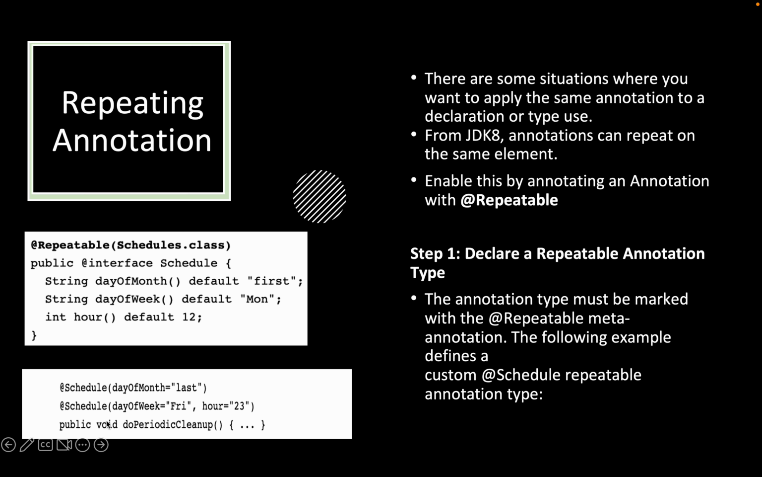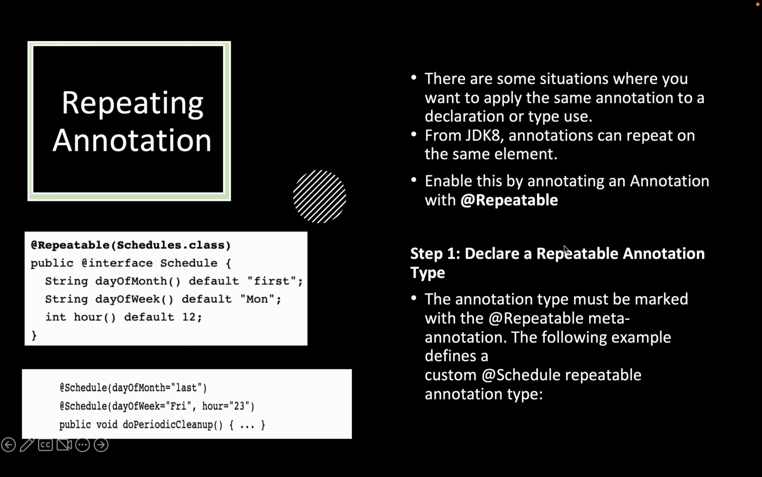As you can see on the image here, we have @Schedule applied two times on a method doPeriodicCleanup. The first annotation says dayOfMonth last, dayOfWeek Friday, hour 23. That means cleanup will be done on the last day of the month, and that day must be a Friday, and it should be done at 11 in the p.m.